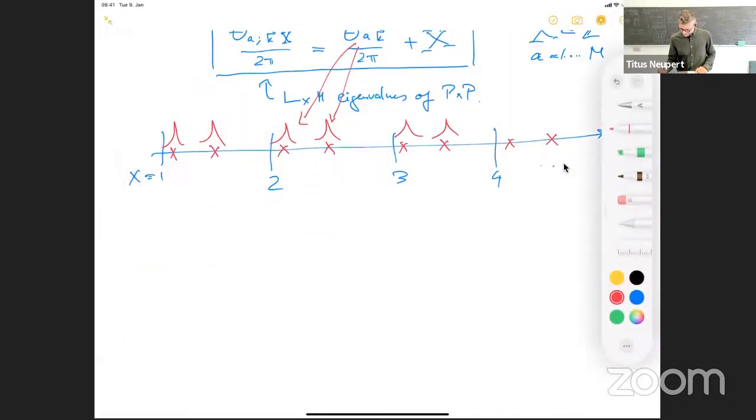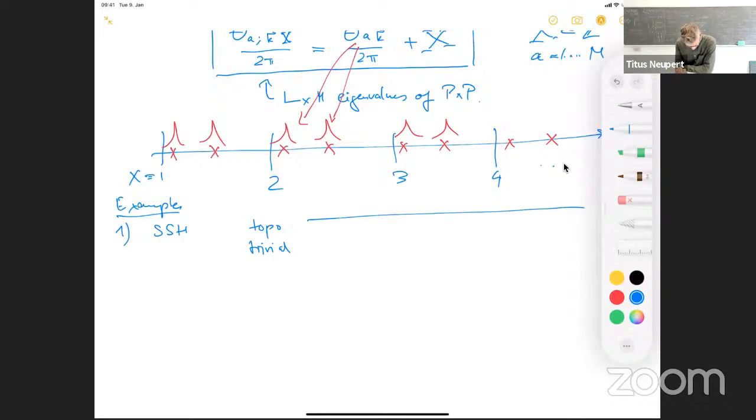so we can look at a bunch of examples here to exploit this basically. One is the SSH chain, which you have already seen. And I'm not going to repeat the Hamiltonian for that. This is probably known now, but you remember there's a topological and a trivial phase. And of course it's a little bit of a use of language to call this topological, but anyways, in the topological phase, the Wannier centers of this chain sit basically in the middle between unit cells.